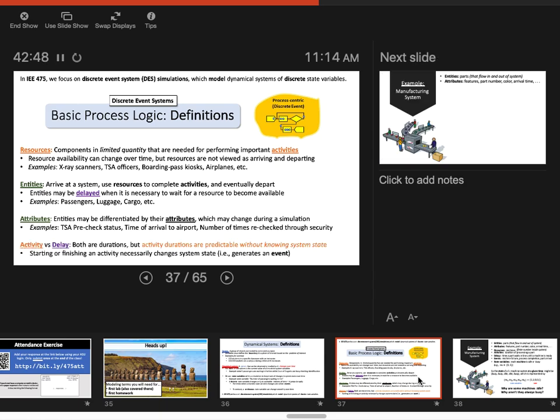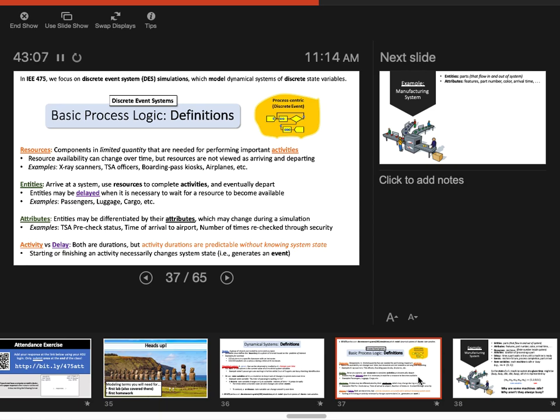And then this activity versus delay distinction. This is something that will come up again next unit, next week. So don't worry too much if you don't see it here, but I'm highlighting it here so that as you move through the labs and the homeworks, you start looking for it more.